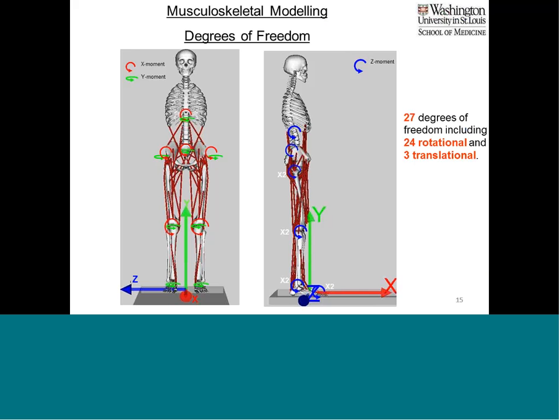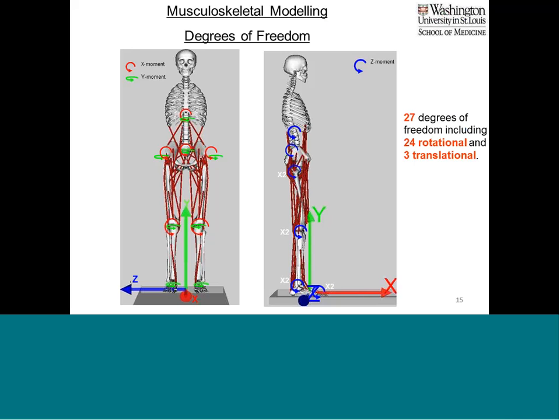I'm going to move on a little bit now to the actual musculoskeletal modeling in the OpenSim environment and speak about the degrees of freedom. So the model I started with within the OpenSim environment actually had 23 degrees of freedom and 54 muscles. There was no ligament in that model, and it was being mainly used for gait.